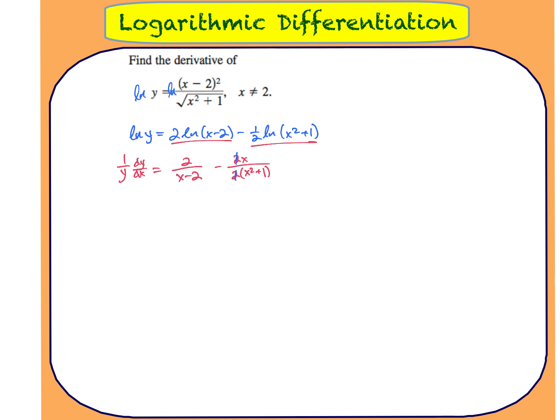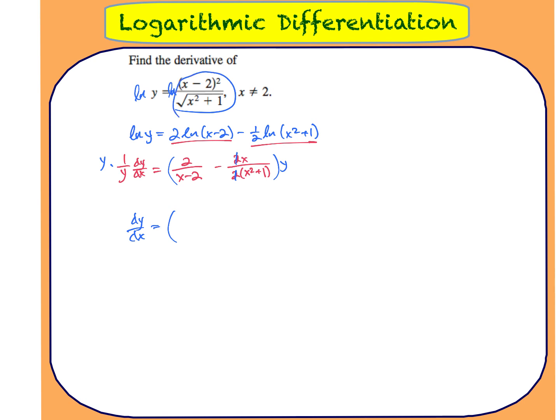Now, what could you do on this? Common denominators. I don't want to. All right. However, have I solved for my derivative yet? No, I haven't. How do I solve for my derivative? Okay, instead of dividing by 1 over y, what do we really do? We multiply by y. Okay, I'm going to multiply by y on both sides. What is y? It's what we originally started with.